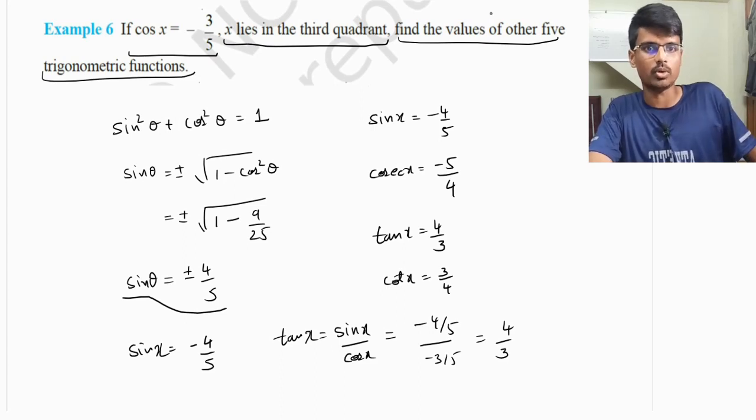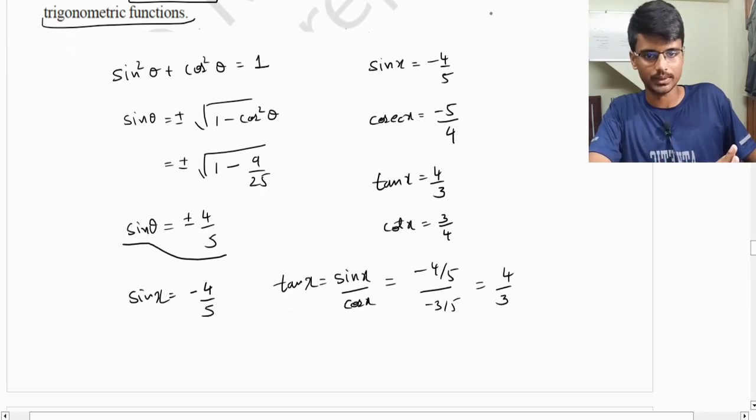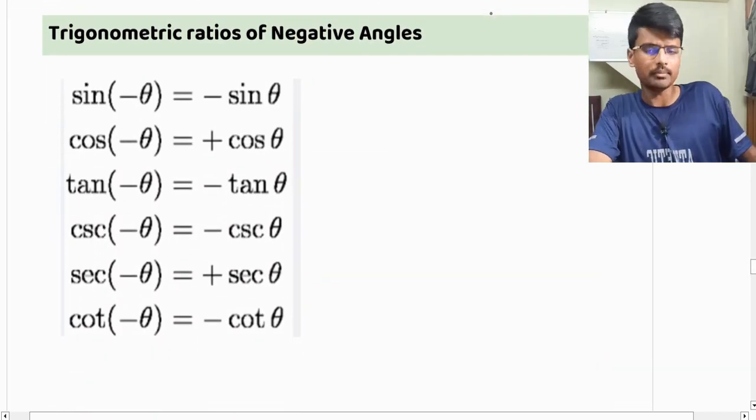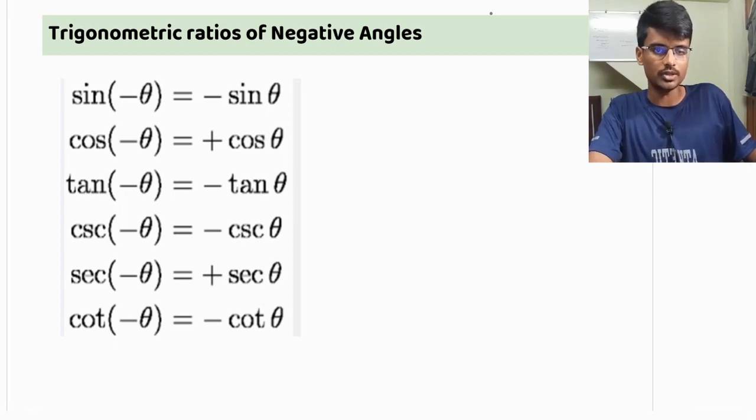So it is very important in which quadrant the angle lies. Based on that, we can find out its sign. Okay. Moving on. Yeah, this is another important thing. So what about negative angles? In my previous video, I told you what exactly we mean by negative angles.